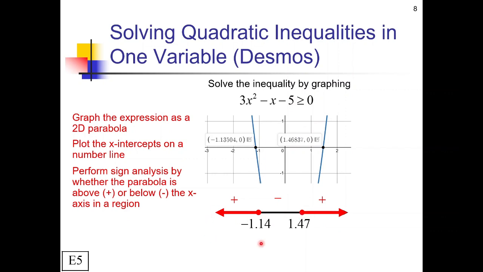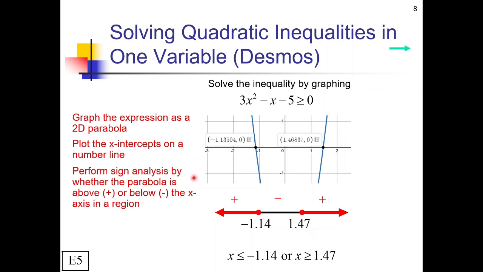And then the inequality that would describe this, again, since we're splitting, we need an or statement, so we would have x less than or equal to -1.14, or x greater than or equal to 1.47.